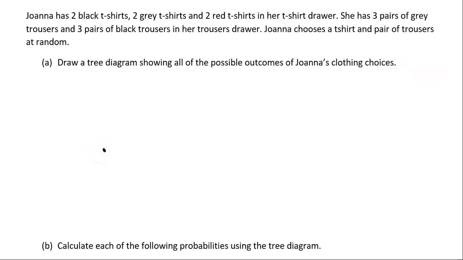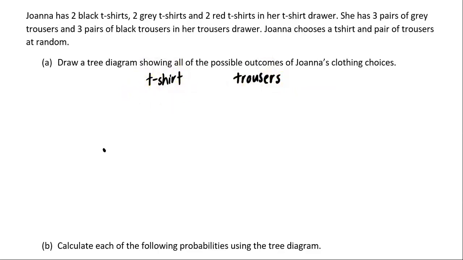What are the 2 things that Joanna is doing? Well, the first thing she's doing is she's choosing a t-shirt. She's randomly selecting a t-shirt. So I'm going to title our first event as t-shirt. So her first choice is a t-shirt. And then what does she do next? Well, next she randomly selects a pair of trousers. So we put trousers as our second heading. 2 headings. First she chooses a t-shirt, then she chooses some trousers. So there are 2 events, the 2 things that are happening.